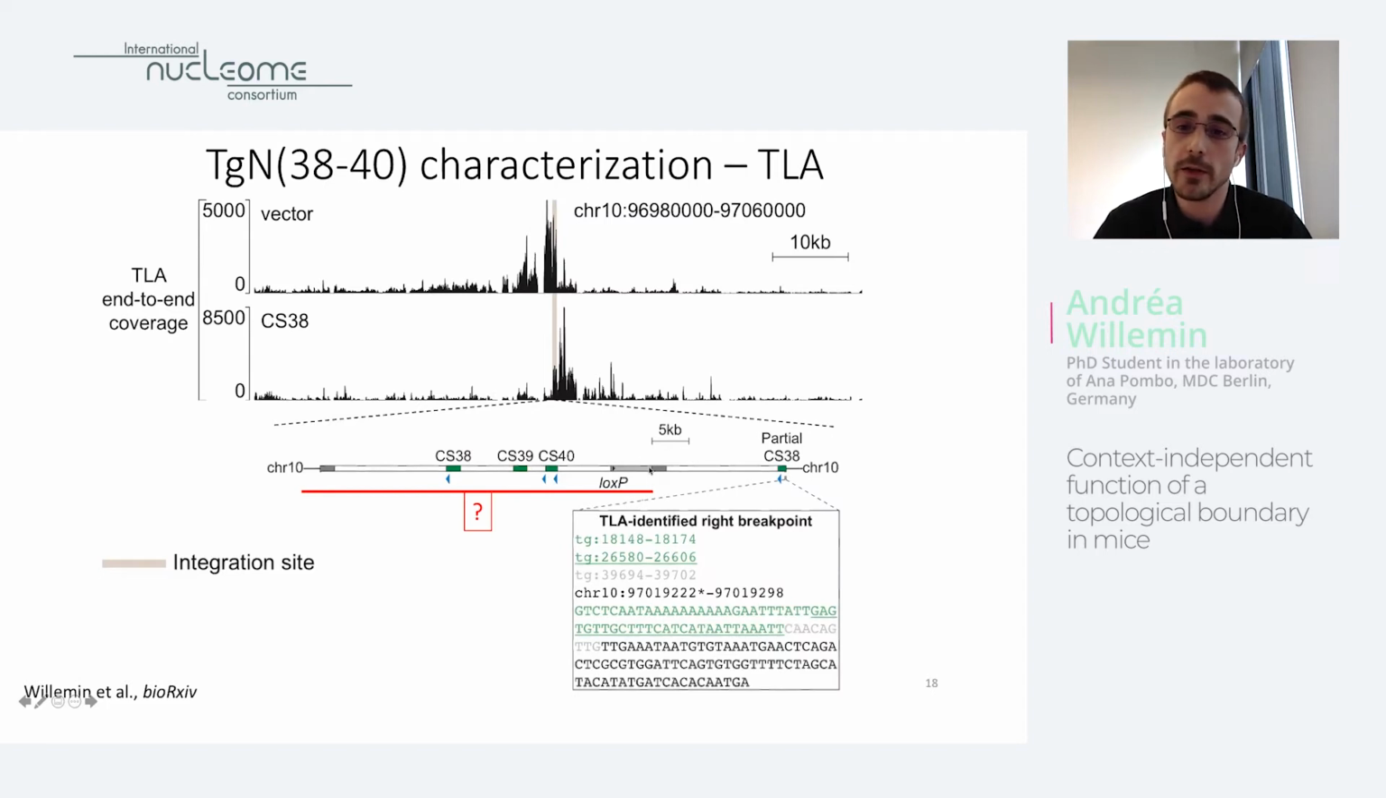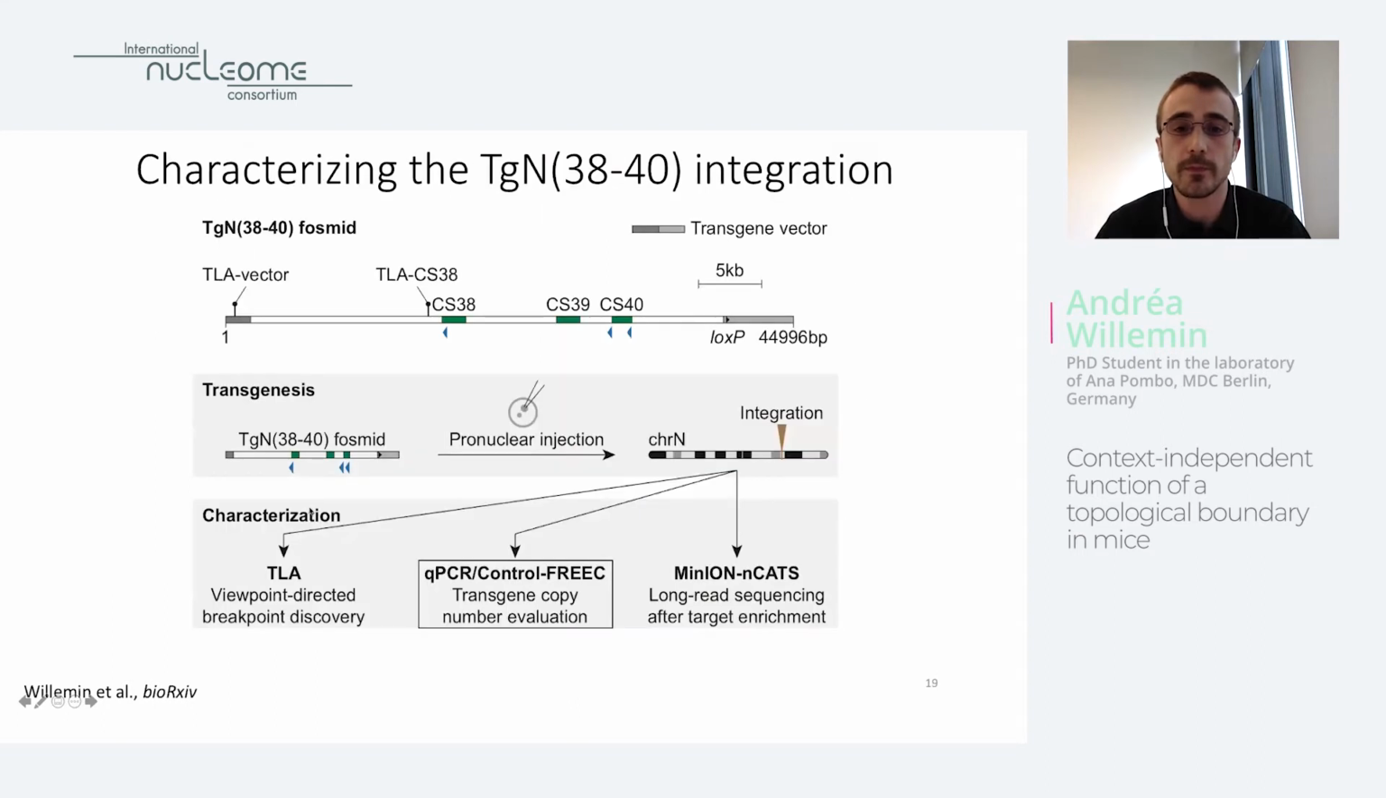However, it remained unclear whether other and maybe complete copies of the construct were retained next to the partial fragment as well, and also the left integration breakpoint remained completely uncharacterized at this point. So to assess how many copies of the construct were present at the level of the integration, we performed qPCR and control freak analysis on genomic DNA.